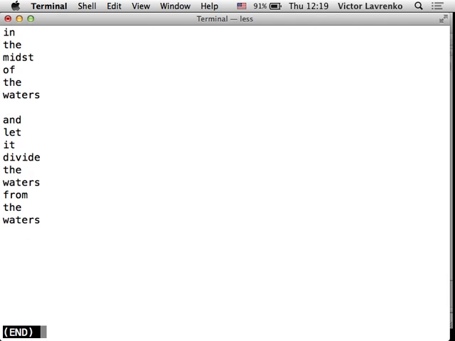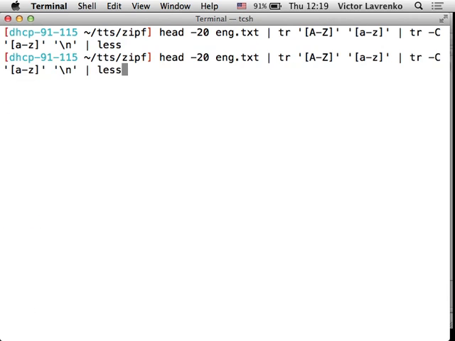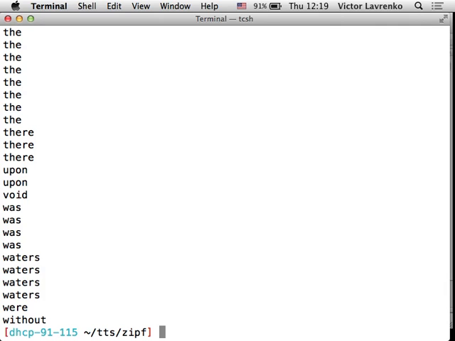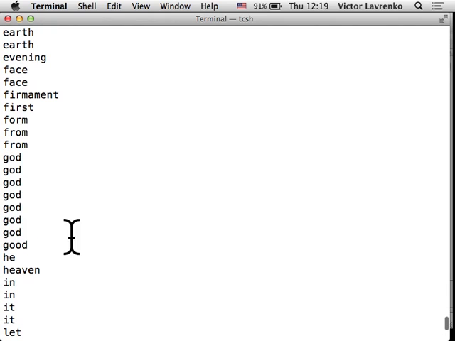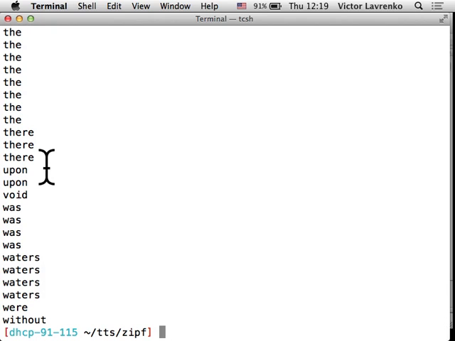So, and that's what I get. I also have lots of blank lines, but they're not going to affect anything. So now what I'm going to do is sort these things. And if I sort them, sure enough, that's what I get. And yes, you're right, there's a bunch of God in there.